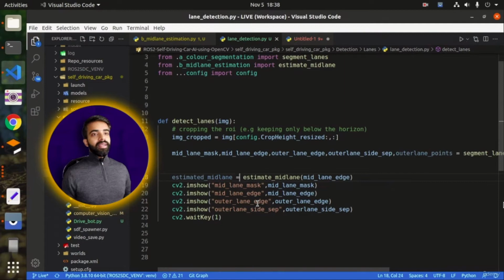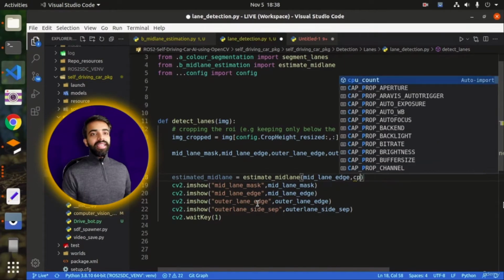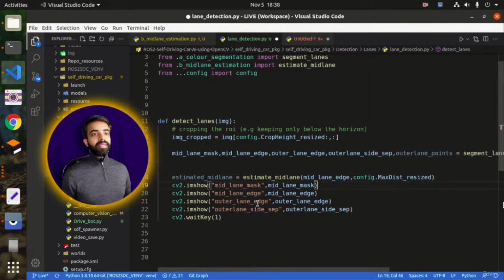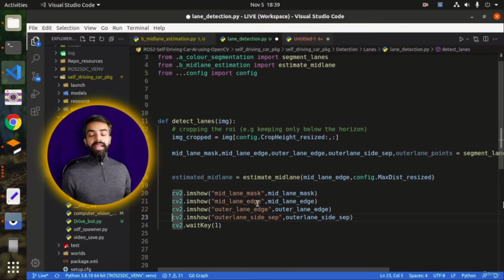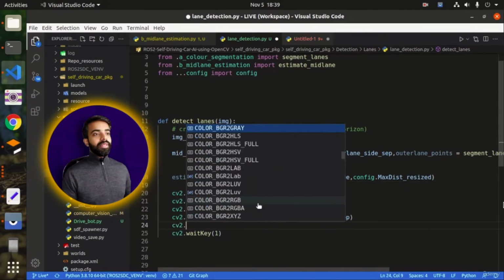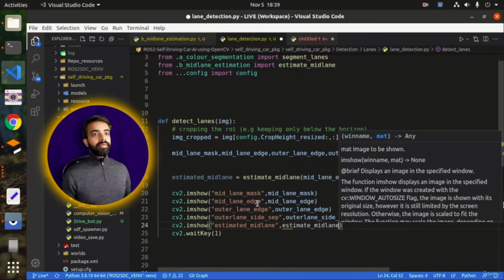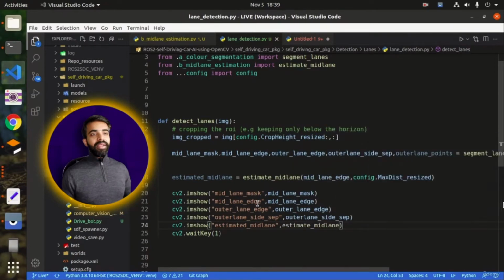Now once we get this, another thing that we need to pass is the max distance, and that is part of the config, max distance resize. So once we have done this, we can simply display whatever estimated mid-lane that we got back, and that can be done by simply adding in a new imshow of cv2 imshow estimated mid-lane and then enter. Once we have done this, then this particular process will run flawlessly at this moment.